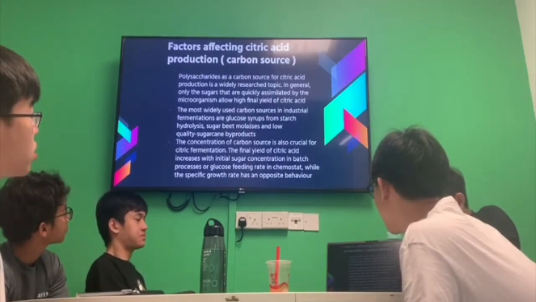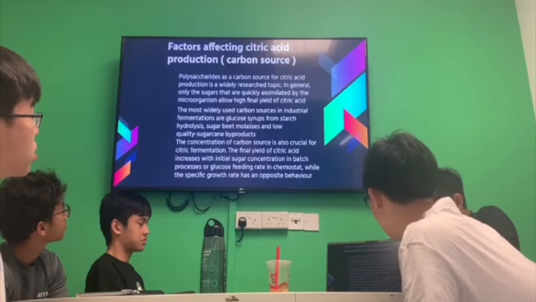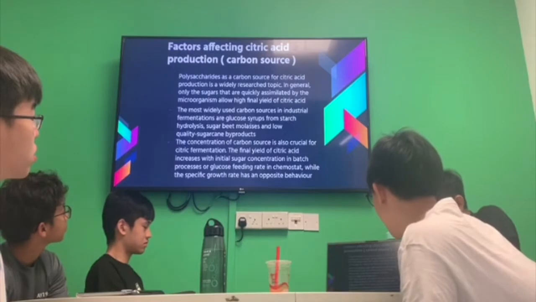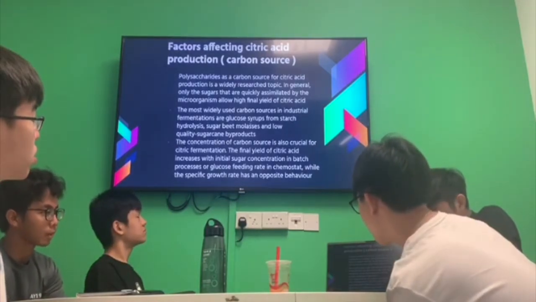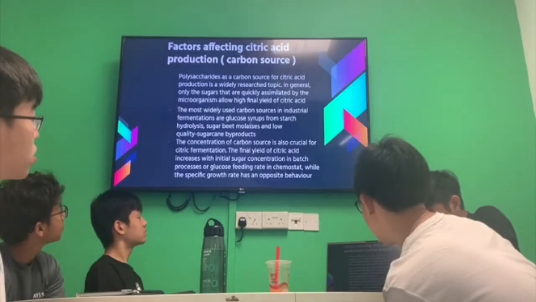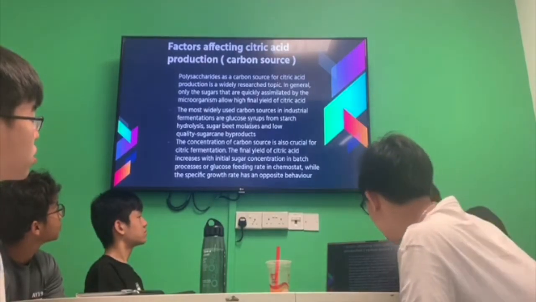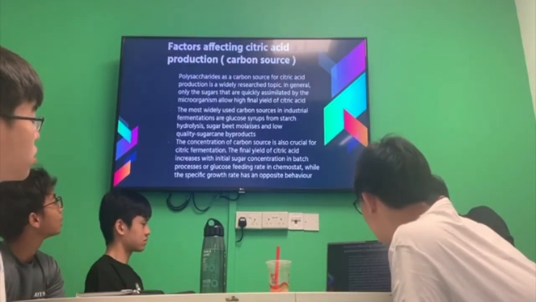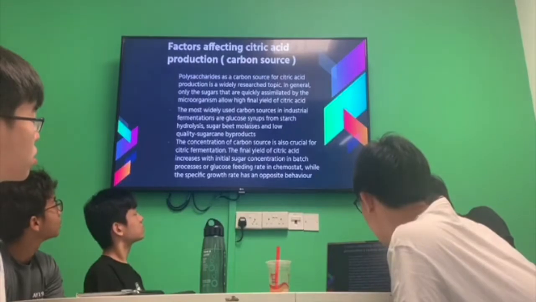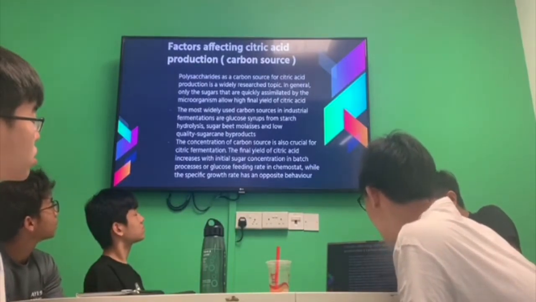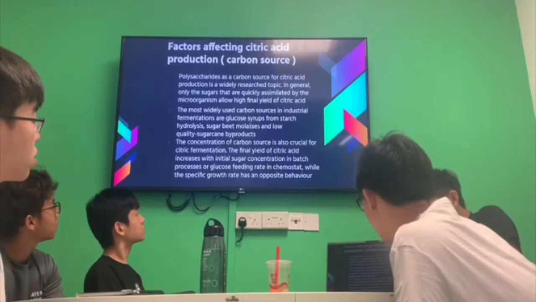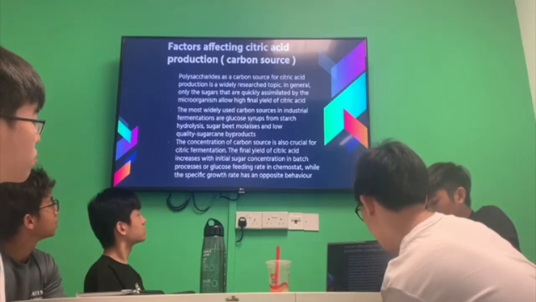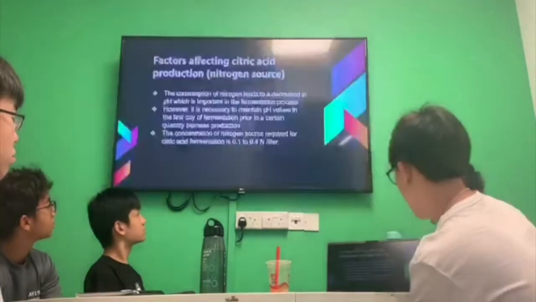Polysaccharides as a carbon source for citric acid production is a widely researched topic. In general, only the sugars that are quickly assimilated by the microorganisms allow high final yield of citric acid. The most widely used carbon sources in industrial fermentations are glucose syrups from starch hydrolysis, sugar beet molasses, and low-quality sugarcane byproducts. The concentration of carbon source is also crucial for citric fermentation. The final yield of citric acid increases with initial sugar concentration in batch processes or glucose feeding rate in chemostat, while the specific growth rate has an opposite behavior.